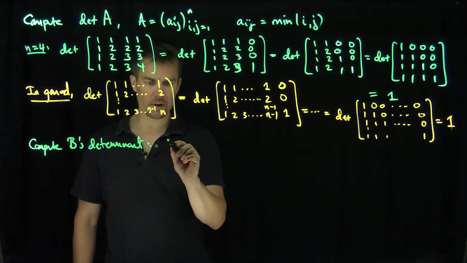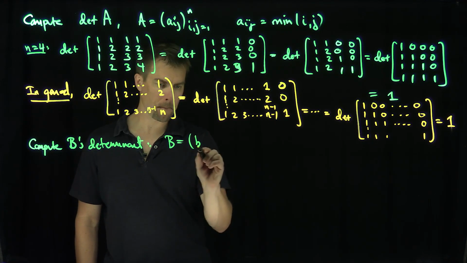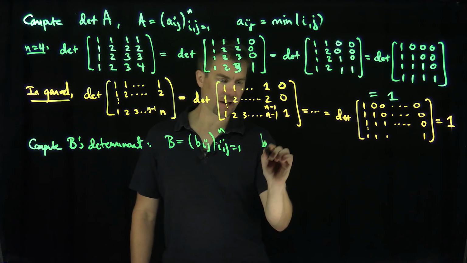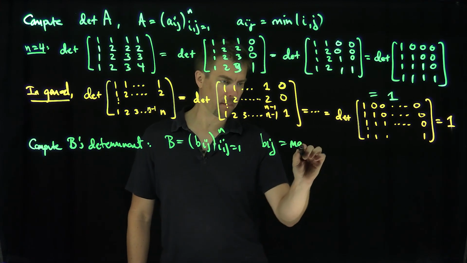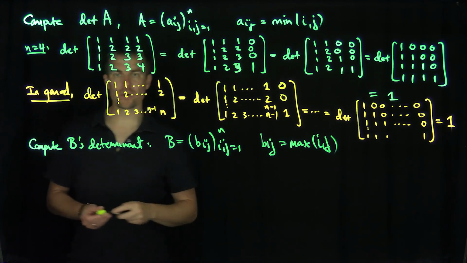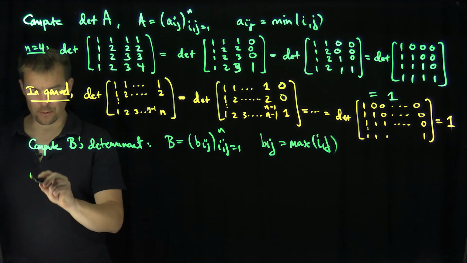And what's B? So over here, B is B_ij, where i and j go from 1 to n, and B_ij is just the maximum of i and j. Okay? And so how we're going to do this one, let's again look at n equals 4 to see how we're going to proceed with this.